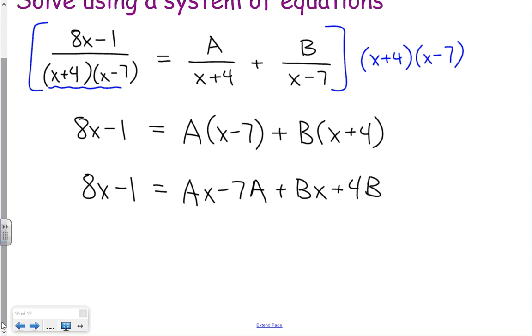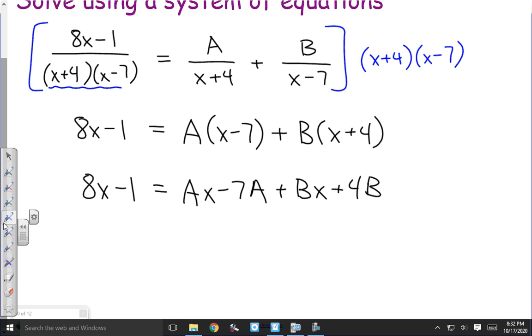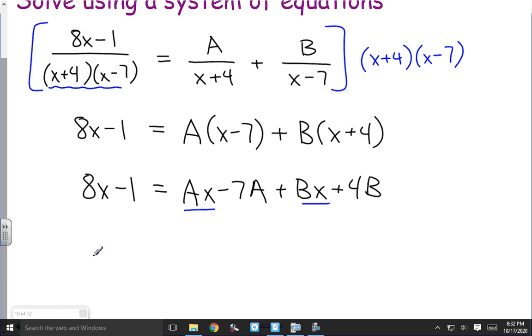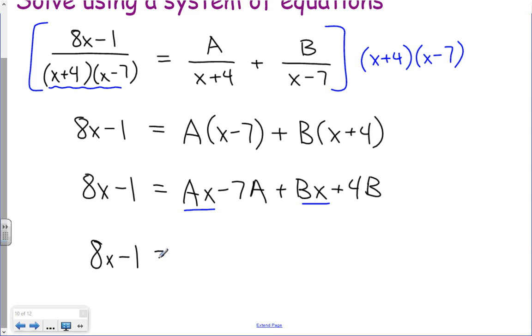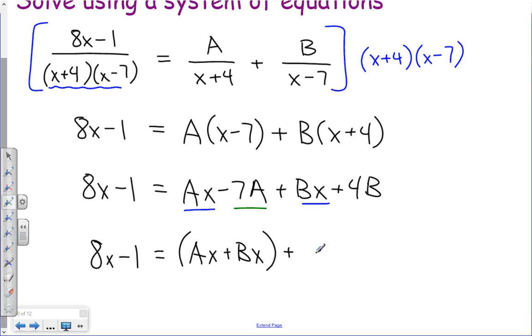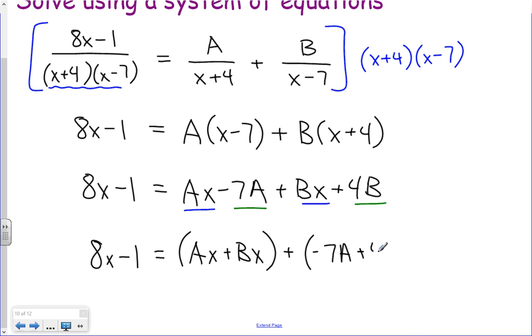We're looking at the x's, and there's two terms that have an x in it, and there's two terms that don't have an x in it. So these two terms right here, ax and bx, those both have x's in them. So again, the left side I'm going to keep as is. And let's write this as ax plus bx. I'll put those in parentheses just so I can see that I'm associating those two together. The other two terms that I have here don't have x's in them, so we'll just combine those two together there. So that's plus negative 7a plus 4b. That's what we have there.